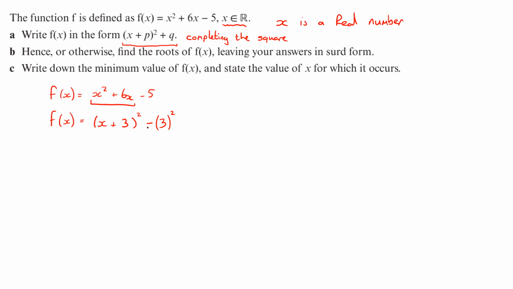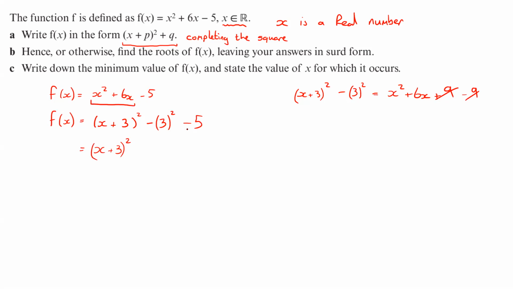If we were to expand this, x plus 3 squared minus 3 squared, if we expand that, we get x squared plus 6x plus 9, and then this minus 3 squared gets rid of that 9. So we actually end up with x squared plus 6x, which is what we started with. And then lastly, don't forget this minus 5. And we've just got to tidy that up. So the x plus 3 is squared.